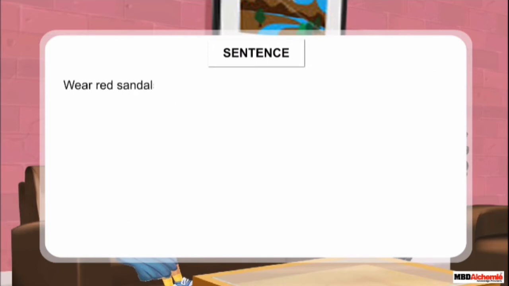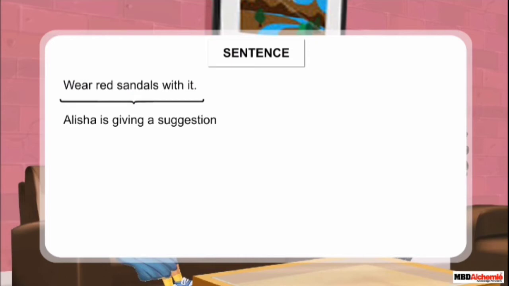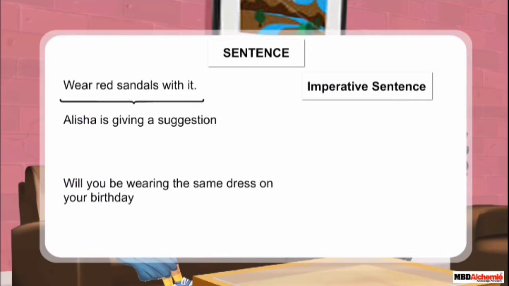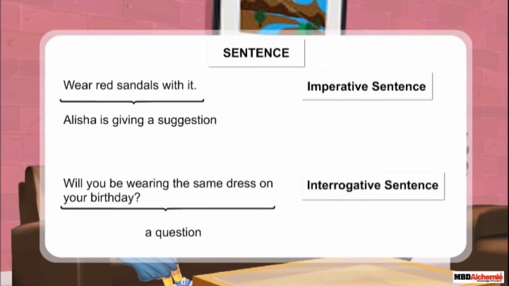Wear red sandals with it. Here, Alicia is giving a suggestion. This is an imperative sentence. Will you be wearing the same dress on your birthday? This is a question, which is also called an interrogative sentence. Let's learn about the 4 types of sentences in detail.